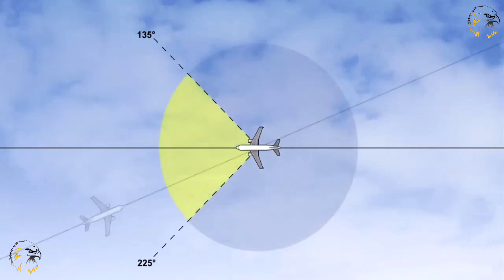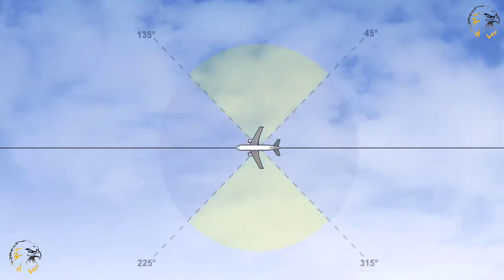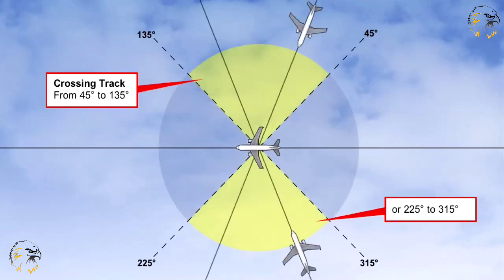The reciprocal track case applies when the tracks of two aircraft requiring separation converge or diverge by an angular difference of more than 135 degrees but less than 225 degrees, and whose protection areas overlap. Crossing tracks are defined as tracks which intersect at angles other than those we have mentioned previously.